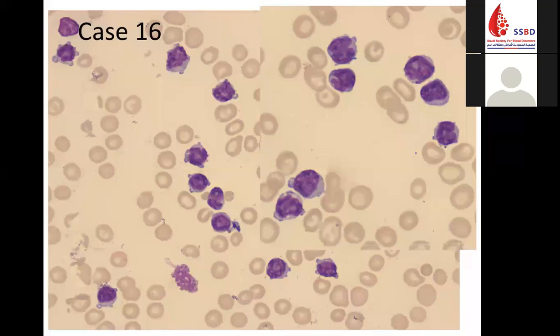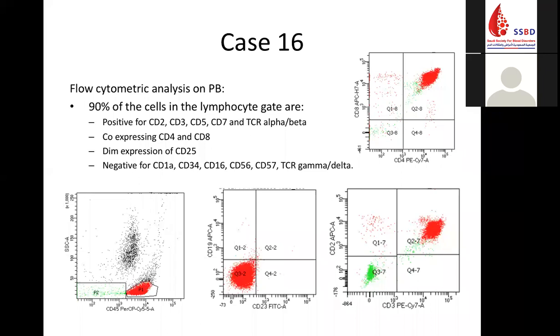This is a very characteristic morphology for T-prolymphocytic leukemia, and thank you to my colleague, Dr. Lubna, for this case. It belonged to her. She was lucky enough to get 2 cases last year with T-prolymphocytic leukemia during her service. The flow cytometry analysis is crucial. In this case, we found 90% in the lymphocyte gate with strong CD45 and low side scatter. They are positive for CD2, CD3, CD5, CD7, TCR beta and co-expressing CD4 and CD8 together. And this is almost exclusive for T-prolymphocytic leukemia.